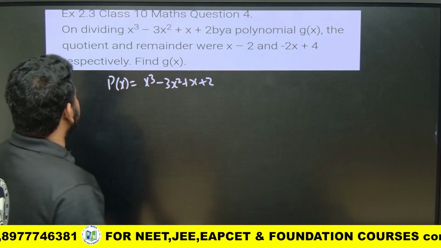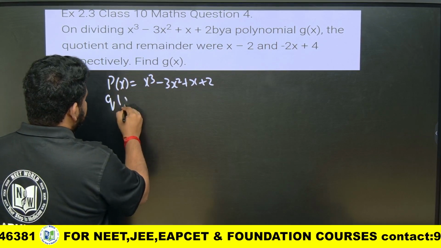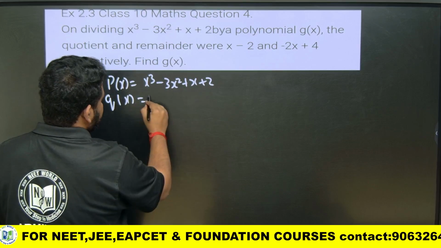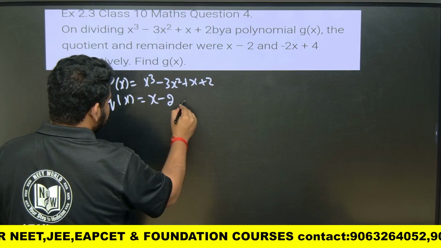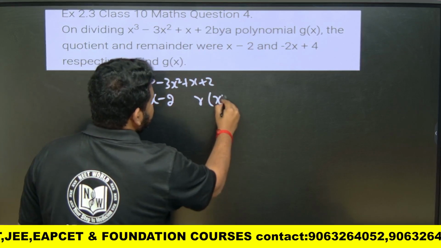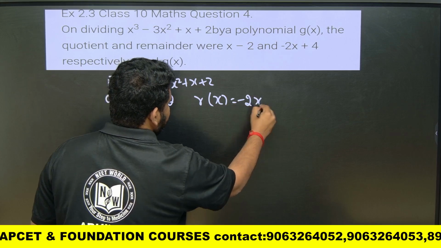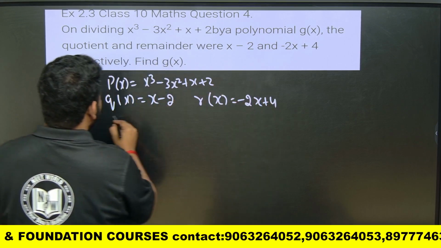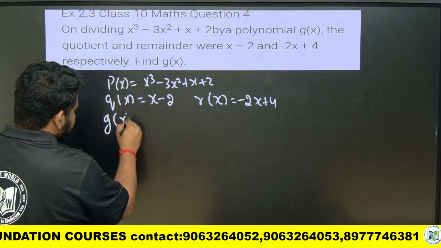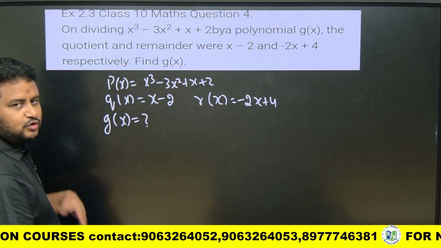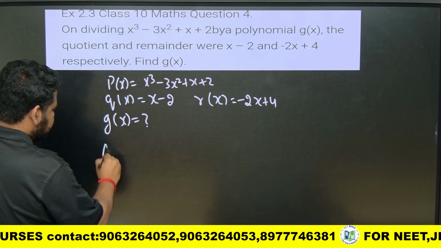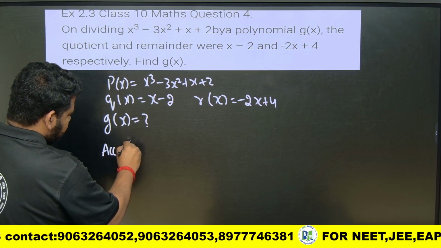Then they are telling the quotient. Quotient is q of x, which is x minus 2, because they are given respectively. And r of x is the remainder. Remainder is minus 2x plus 4. What about g of x? We don't know g of x. They are asking us to find g of x. Then how to find g of x? We know that, according to the division algorithm.